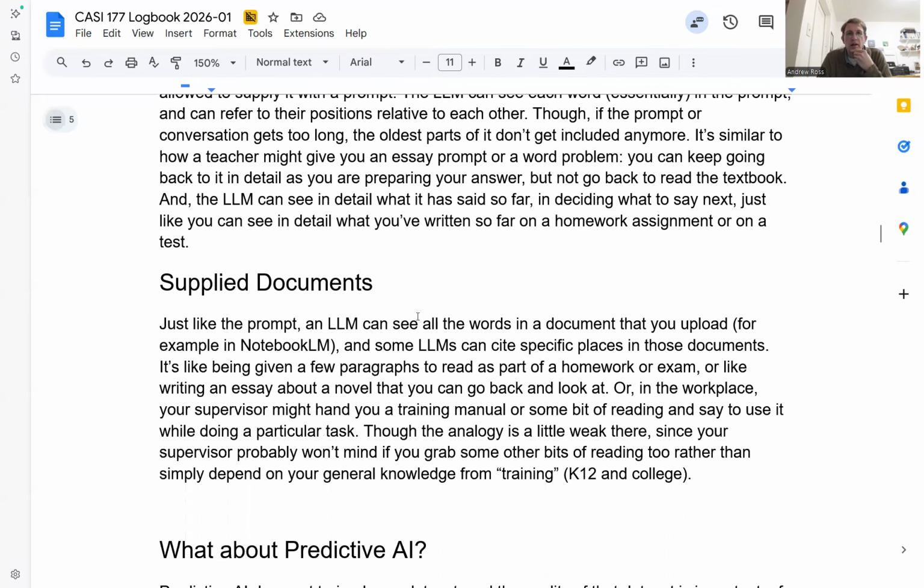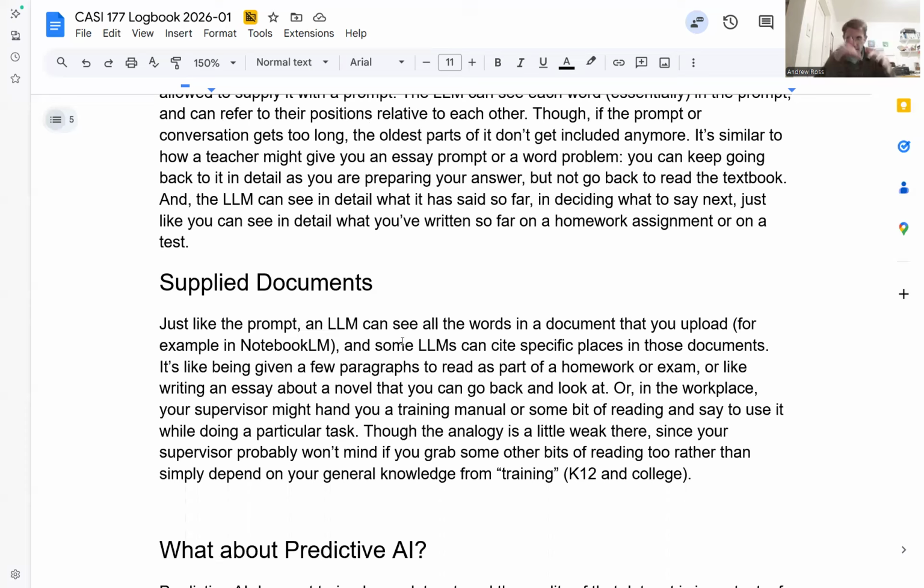And then some LLMs, you can upload a document to them. And so the LLM can see all the words in that document that you uploaded, as long as it's not too long. Notebook LM is an example of that. And some LLMs can cite specific places in the document. So it's almost like a professor on an exam says, you can't use your textbook, but here's like a one-page summary of some science experiment, and then they give you a prompt about it.